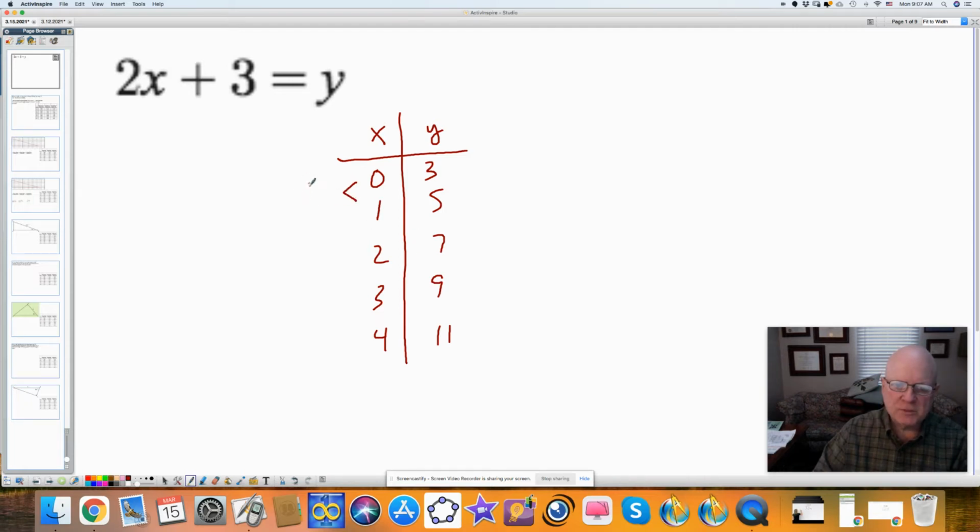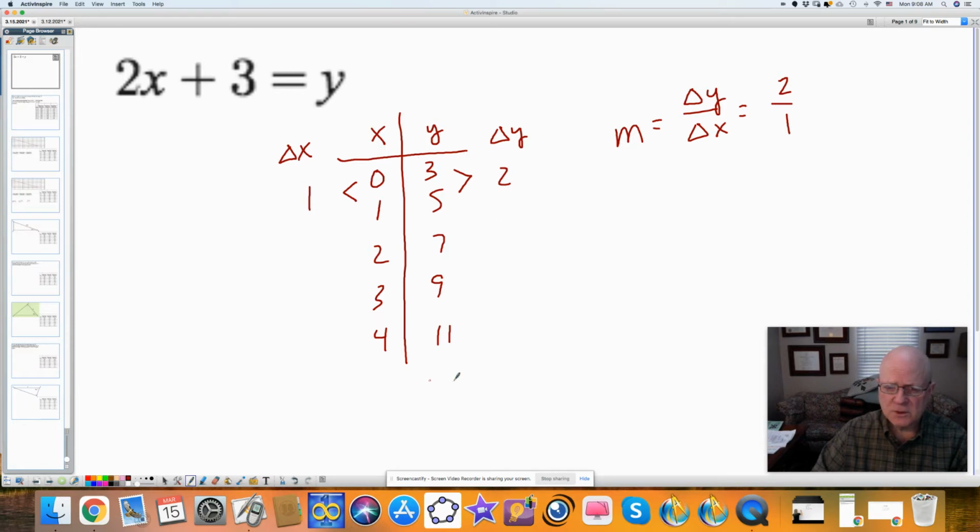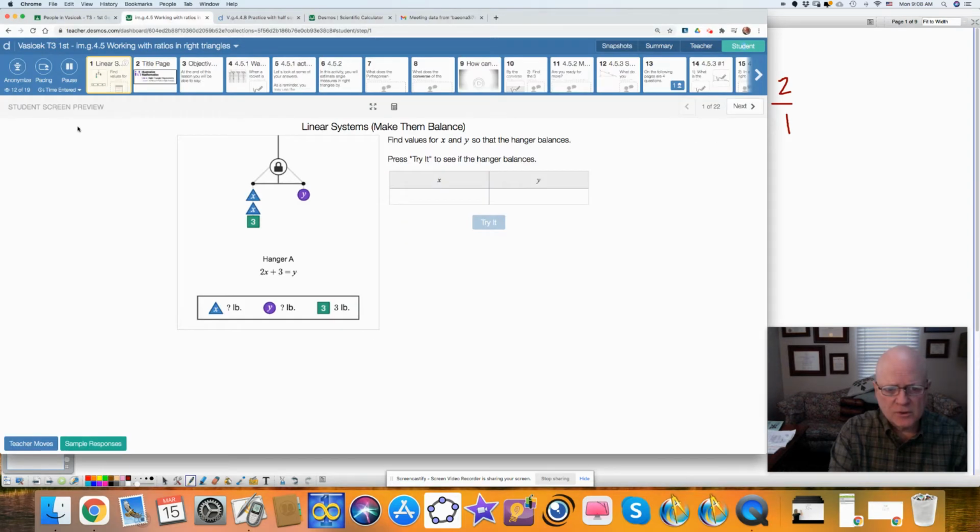And you'll notice here my change in x, my delta x, is 1. And for every change in that, I have a change in y of 2. The slope of our line is the rise divided by the run. That is the change in y divided by the change in x, which is a slope of 2 over 1. So this tells you something about the linear equation and this relationship from our model.